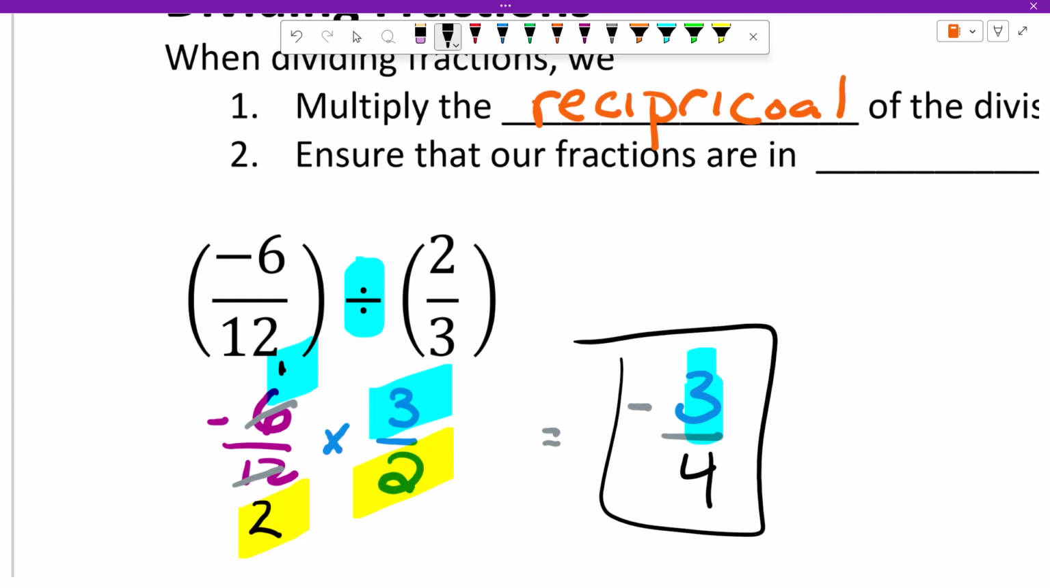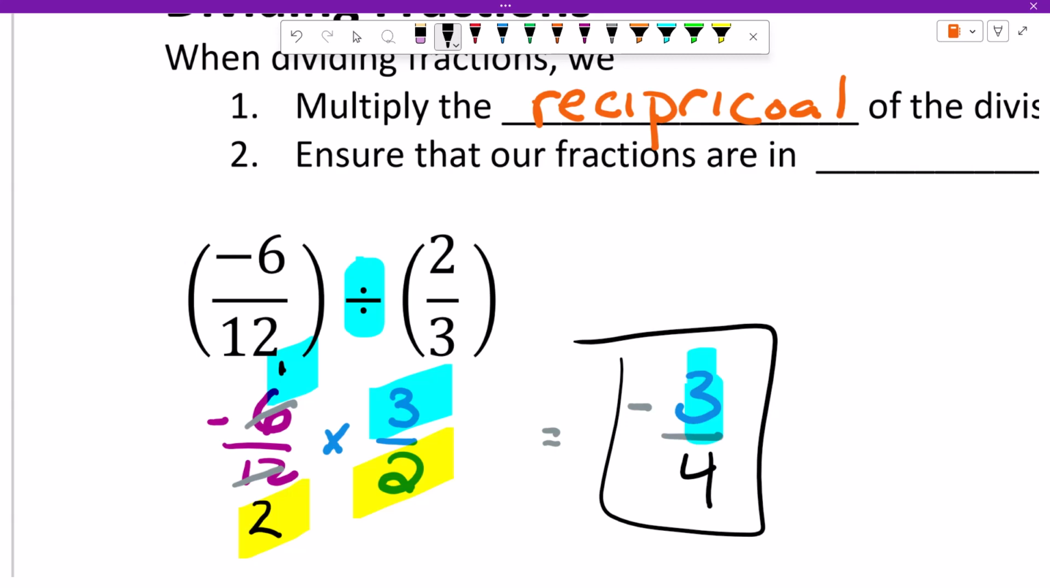Our final answer. Now, I have to say, check your final answer to see if it can be made smaller, because sometimes when you're doing these, you may miss a simplification in the crossing off. So always check your final answer. Say, can I make this smaller? Because you may have missed something. This can't be made any smaller.